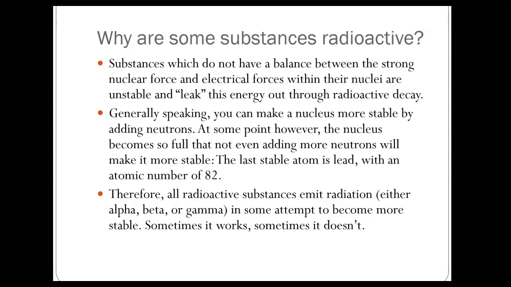Okay, generally speaking, you can make a nucleus more stable by adding neutrons. At some point, however, the nucleus becomes so full that not even adding more neutrons will make it more stable. The last stable atom is lead with an atomic number of 82. I said that before. Therefore, all radioactive substances emit radiation, either alpha, beta, or gamma, in some attempt to become more stable. Sometimes it works and sometimes it doesn't. So let me explain the first part of that, in some attempt to become more stable.